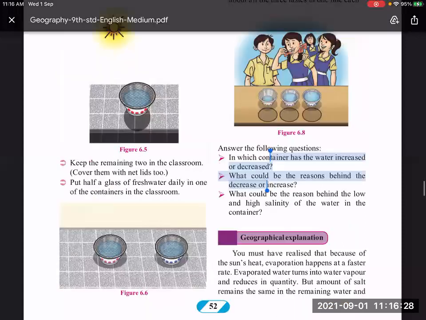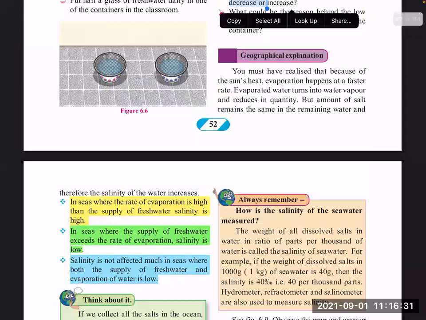So what do we understand? Let us see the geographical explanation. You must have realized that because of the sun's heat, evaporation happened at a faster rate. The evaporated water turns into water vapor and reduces the quantity, but the amount of salt remains in the remaining water. Therefore, the salinity of the water increases. The container we kept in the sunlight has more salinity because of evaporation. In a sea where the rate of evaporation is high and the supply of freshwater is low, salinity is high.